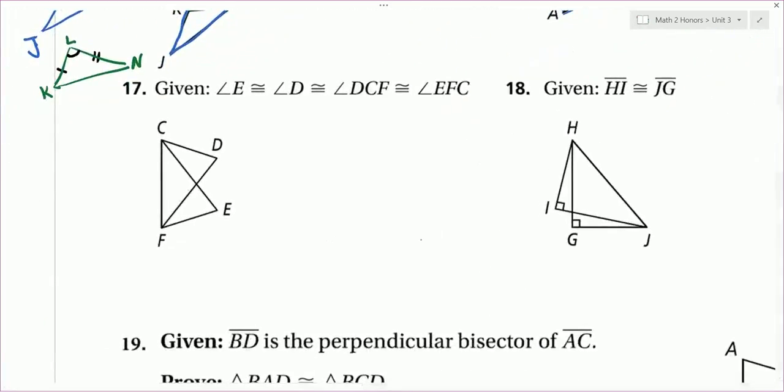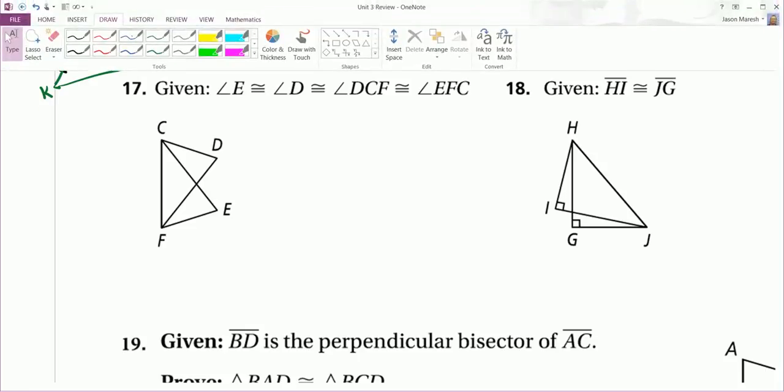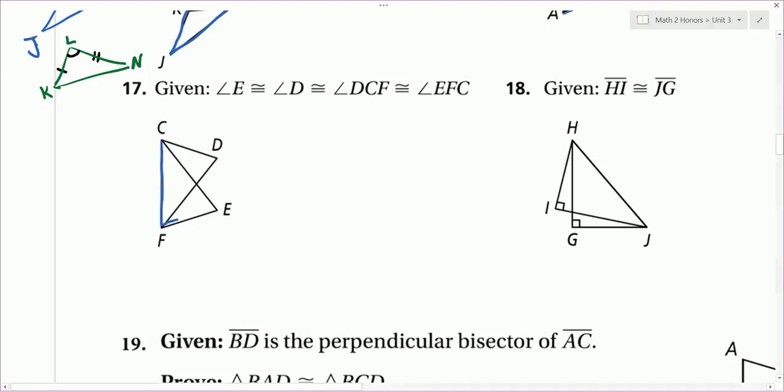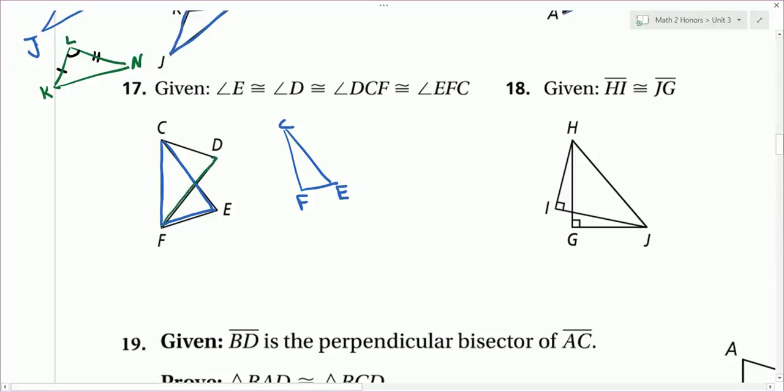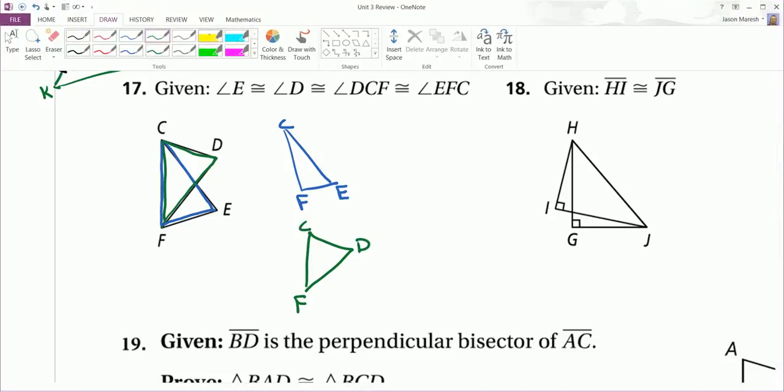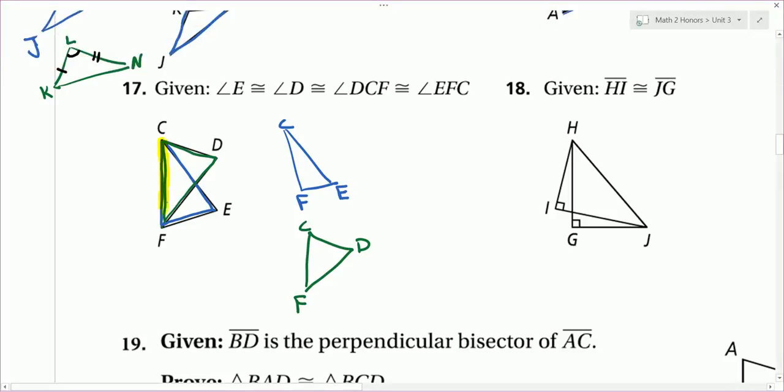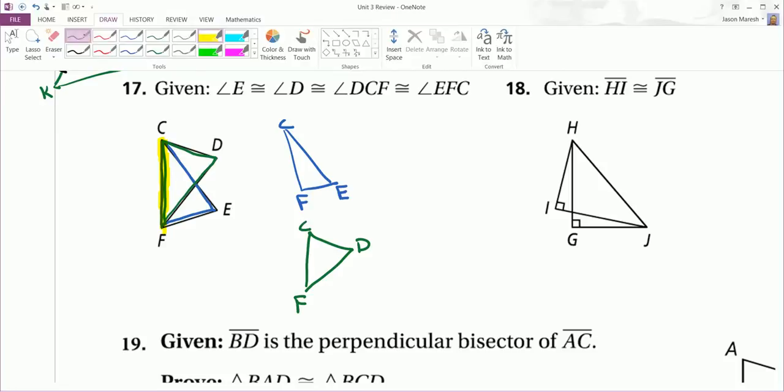Number 17. Got two overlapping triangles. So here's one of them. Got an F, E, C. And an F, D, C. What do they share? They share the side CF. Mark that on both triangles.